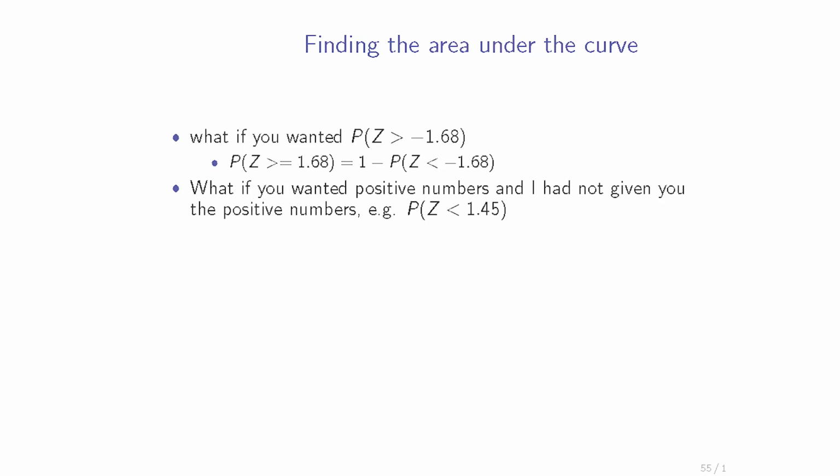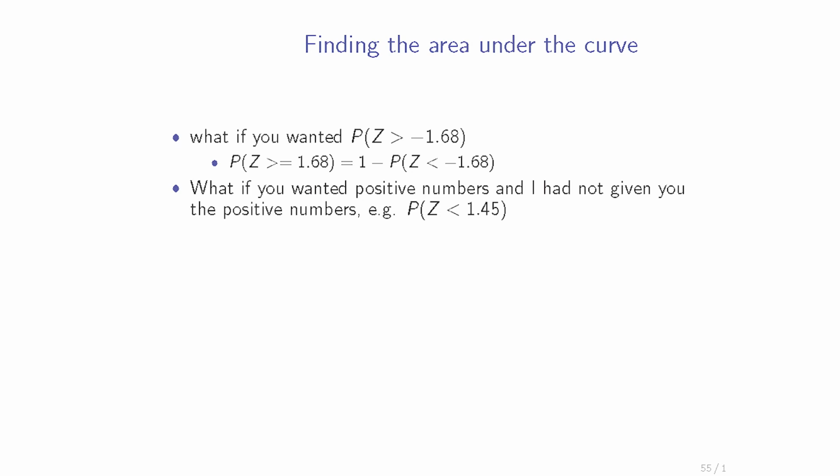Now, suppose that you wanted to know the probability that your random variable is above -1.68. What would you do? Take 1 minus the value you find in this table. So you want the probability of Z greater than -1.68, which is 1 minus P of Z less than -1.68, and you go down the table.